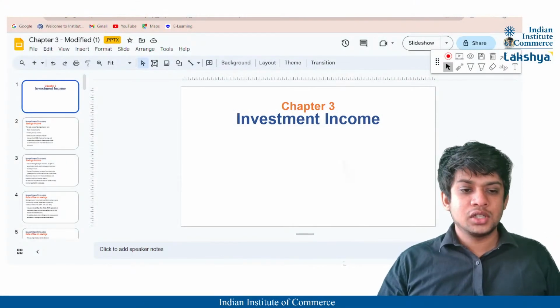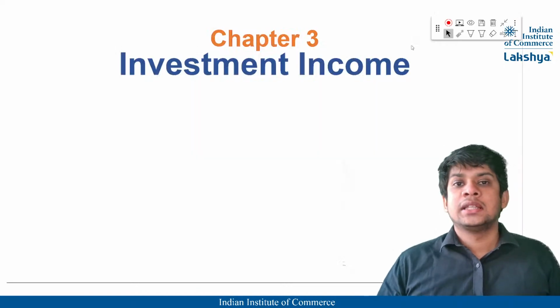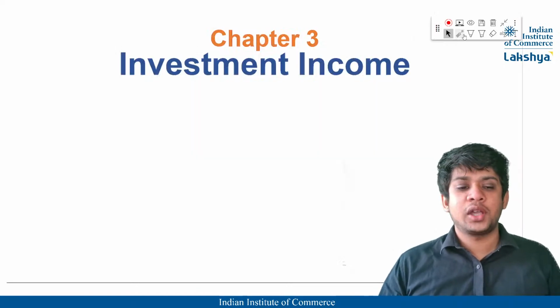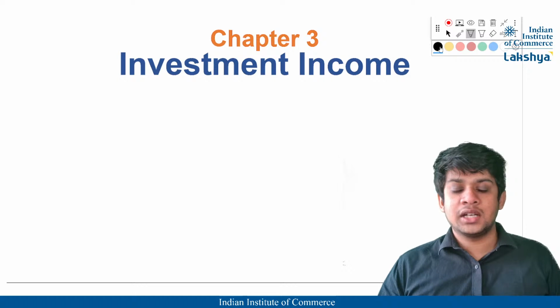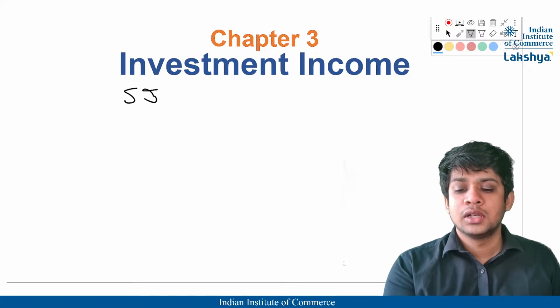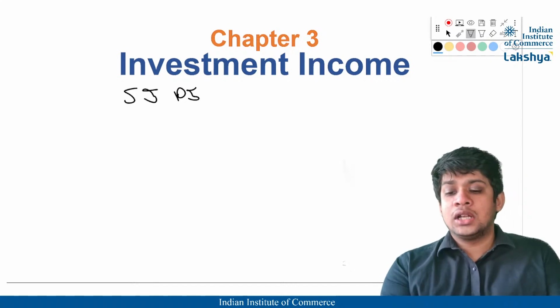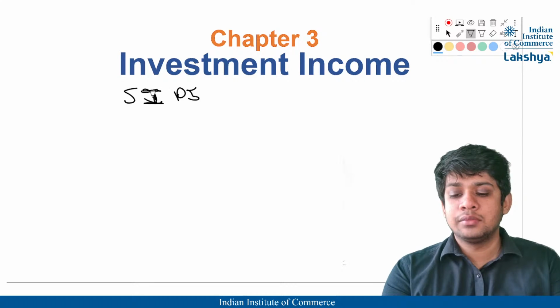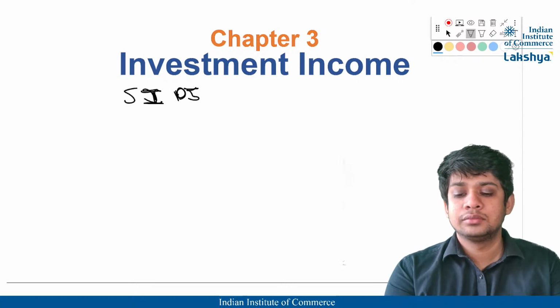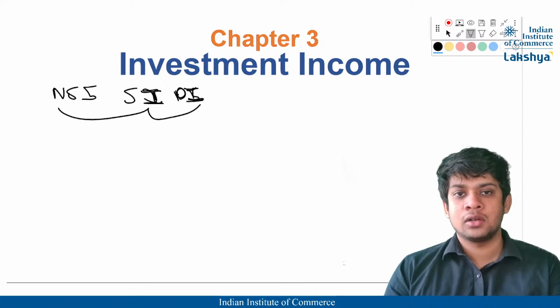Okay, guys, sorry for being late. Let's get started with a new chapter, that is investment income. Investment income, guys, always remember, includes your savings income and your dividend income. And your other income is nothing but savings income, dividend income, and your non-savings income that we have. This makes up the total income of an individual, the taxpayer.